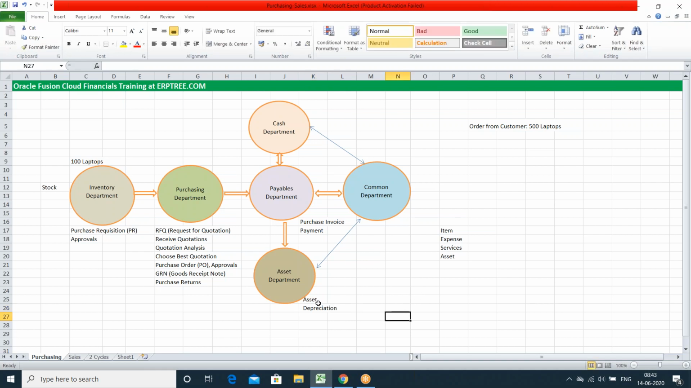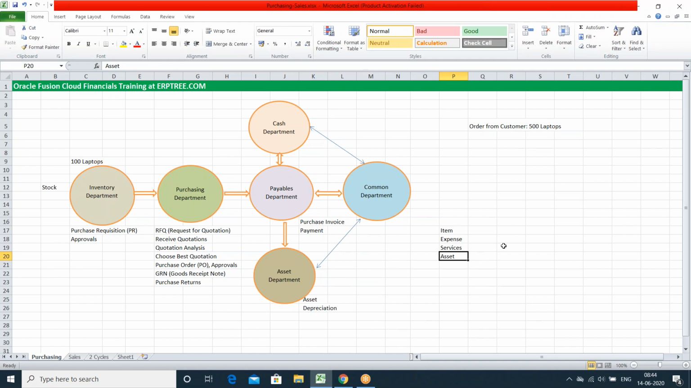The asset department will maintain all the assets and calculate the depreciation based on usage or other terms. If a purchase invoice is related to an item purchase, expense purchase, or service-related purchase, the payables department is not going to share this information with the asset department. Only if the purchase invoice is related to an asset purchase will they share it with the asset department.